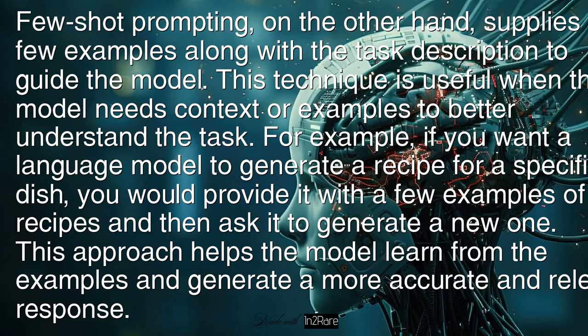Few-shot prompting, on the other hand, supplies a few examples along with the task description to guide the model. This technique is useful when the model needs context or examples to better understand the task. For example, if you want a language model to generate a recipe for a specific dish, you would provide it with a few examples of recipes and then ask it to generate a new one. This approach helps the model learn from the examples and generate a more accurate and relevant response.